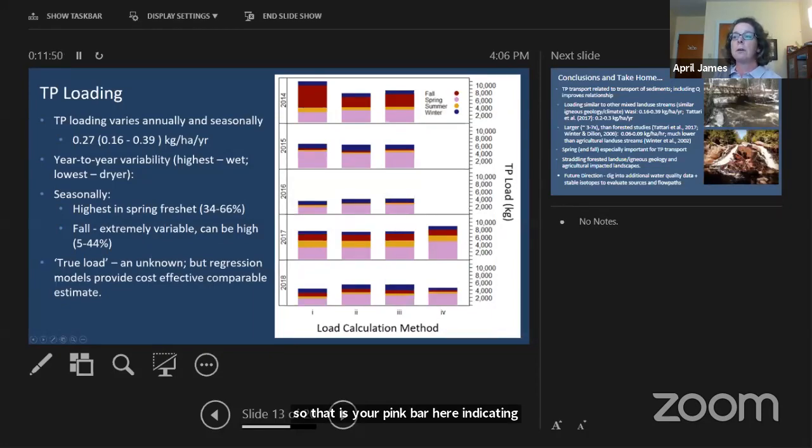Fall was extremely variable, so it can be as high as 44% and as low as 4% depending on the year. Of course, our true load will always be an unknown, but the regression models that we see here provide what we think is a cost-effective and comparable estimate of loading for the watershed.